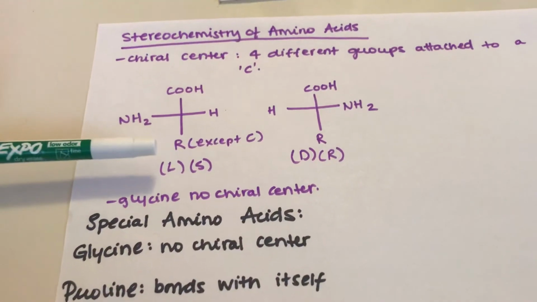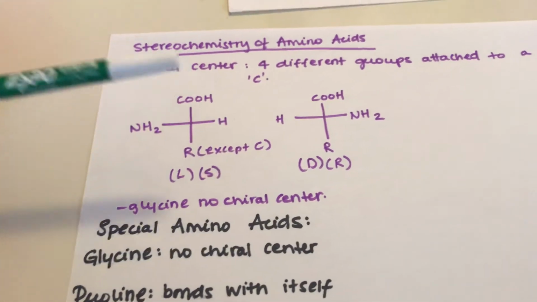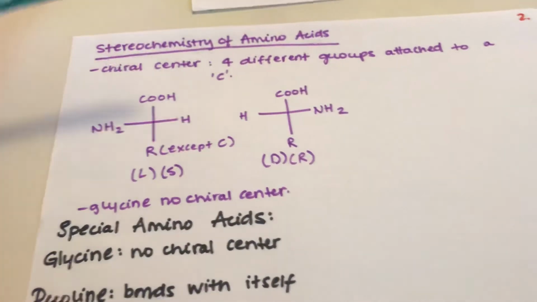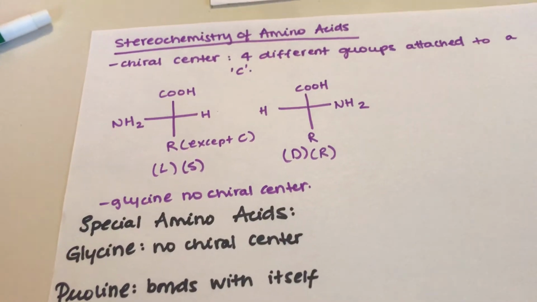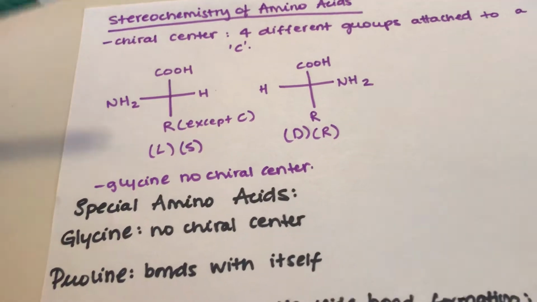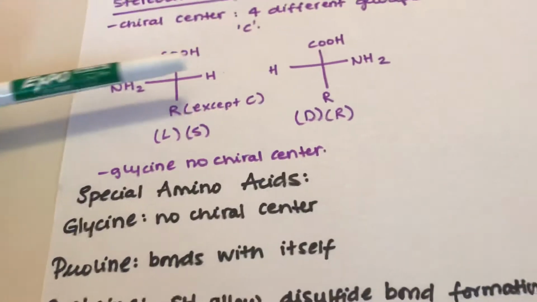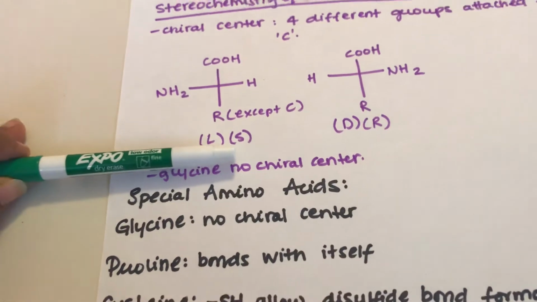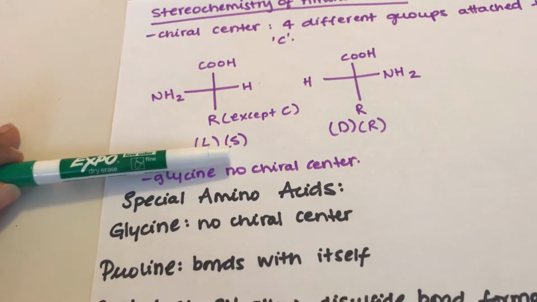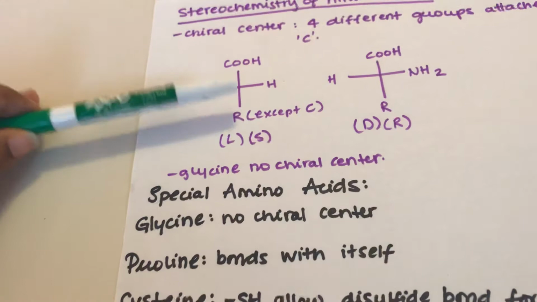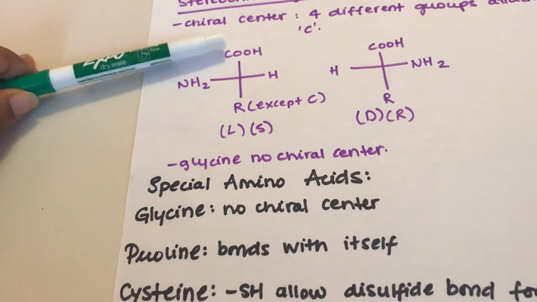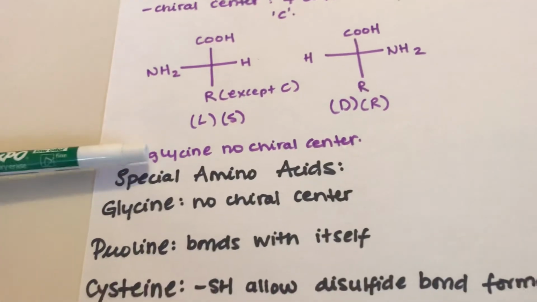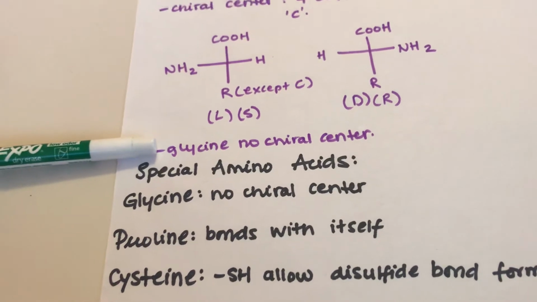In order to determine if something is S or R, you have to determine a chiral center. A chiral center is basically a carbon attached to 4 different groups, and those groups can be anything as long as they are not the same thing. They could be a hydrogen, a carboxylic acid, an amino group, and an R group, which in our case is chiral. Almost all amino acids are S configuration when you assign priority, except cysteine, because in that case your sulfur group would take priority over your oxygen. And glycine is one exception in that it does not have a chiral center.